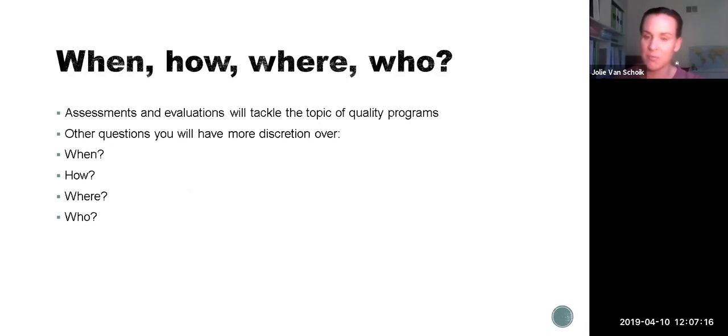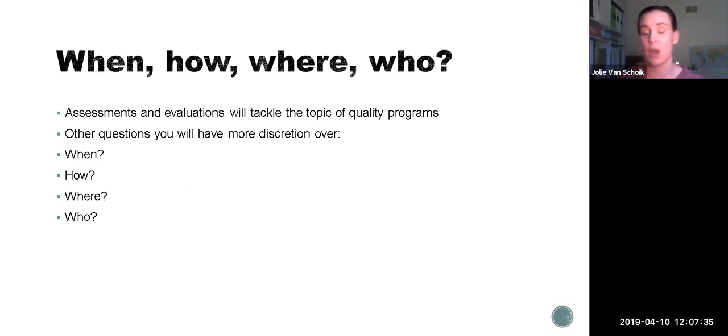Once again, it might be coming from up on high. The state or the federal government has decided when you're going to do evaluations, but if you do not, then you decide when, how, where, and who's going to do them. So you're going to tackle the topics of quality programs, and then other questions you will have, you're going to have some more discretion over.